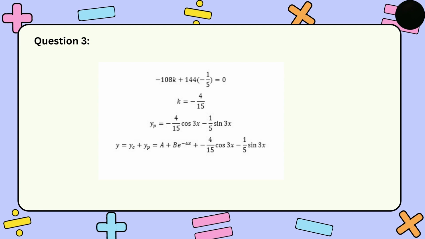And to find y, we must add yc with yp, and then we will get the general solution a plus b exponent negative 4x plus negative 4 over 15 cos 3x minus 1 over 5 sin 3x.